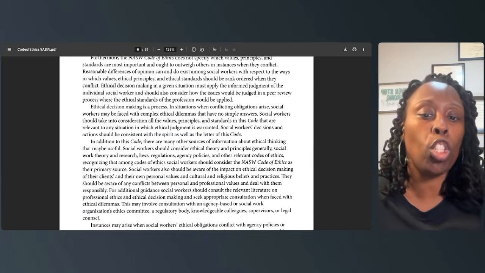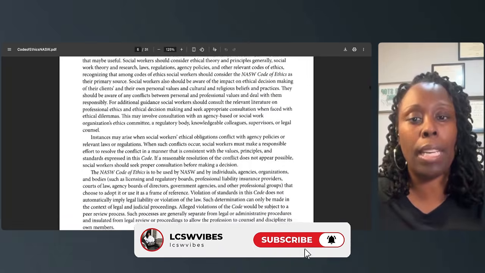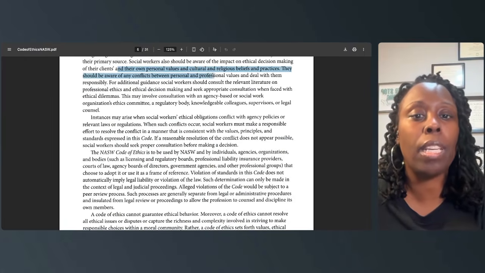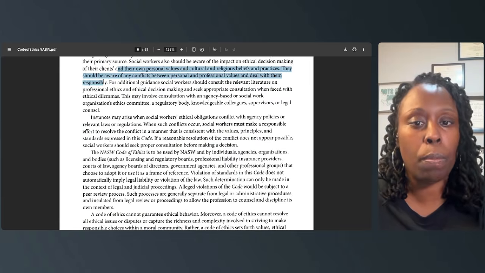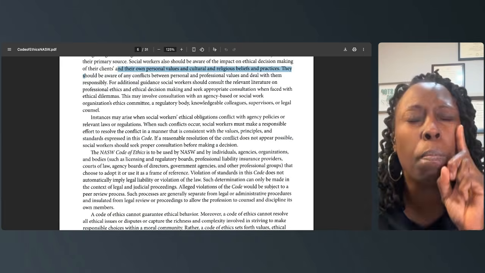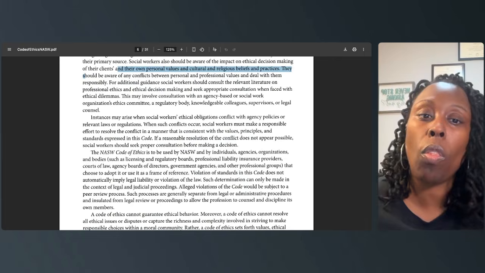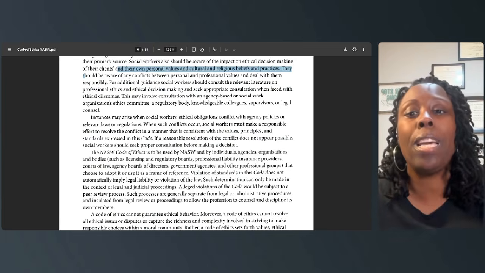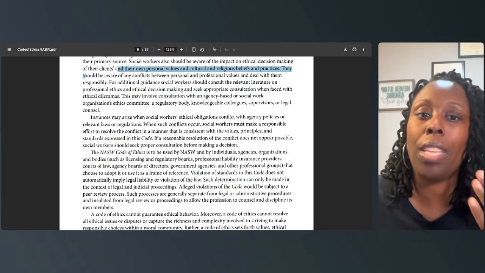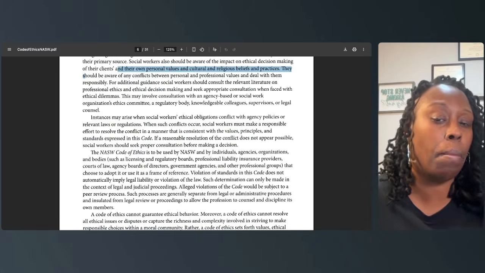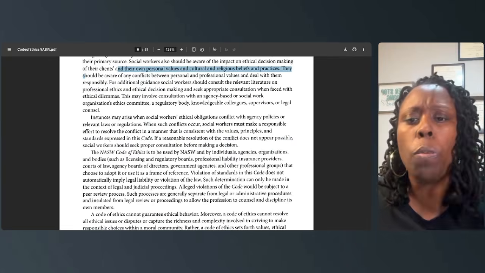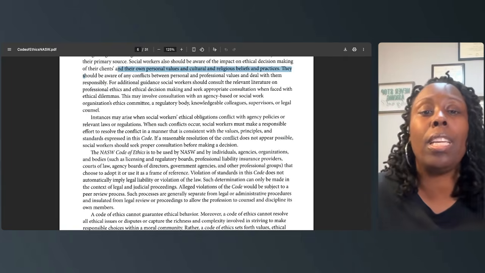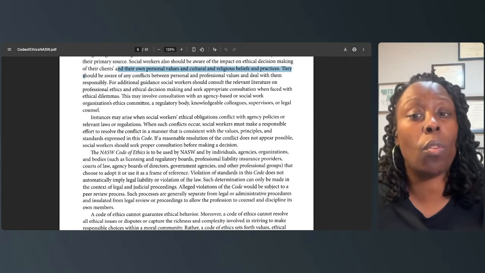All right. Social workers also should be aware of the impact on ethical decision making of their clients, their own personal values, cultural and religious beliefs and practice. They should be aware of any conflicts between personal and professional values and deal with them responsibly. For additional guidance, social workers should consult the relevant literature on professional ethics and ethical decision making and seek appropriate consultation when faced with ethical dilemmas. This may involve consultation with an agency-based or a social work organization ethics committee, a regulatory body, knowledgeable colleagues, supervisor, legal counsel. Keep this in mind, guys. We have to be able to do all of these and have an understanding of different ways that we can get our knowledge and deal with certain situations that arise in our profession.